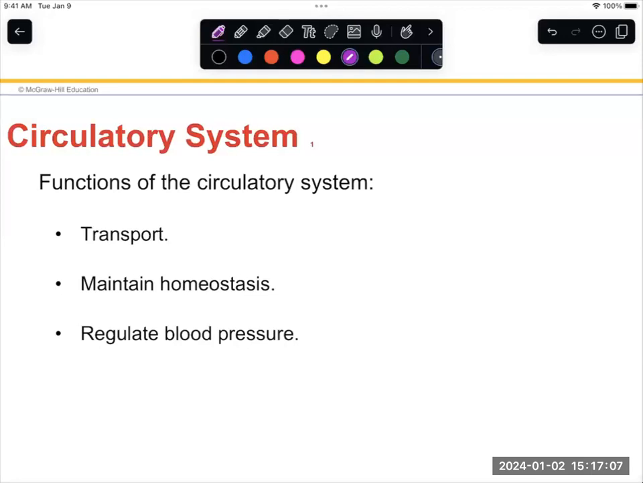It's going to regulate blood pressure. So those arteries and that systemic circulation can expand or constrict. They dilate or constrict in coordination with that systole and diastole of that heartbeat to maintain a steady flow of blood and blood pressure to the tissues.